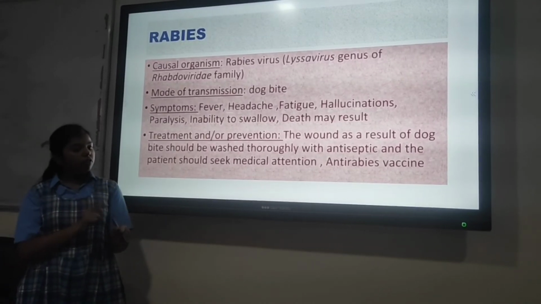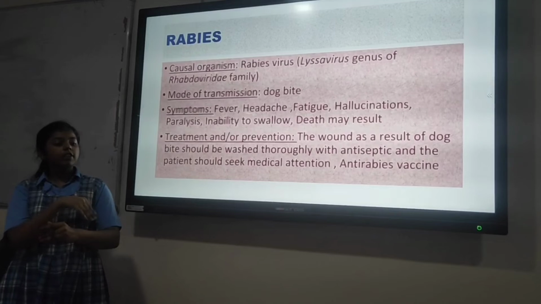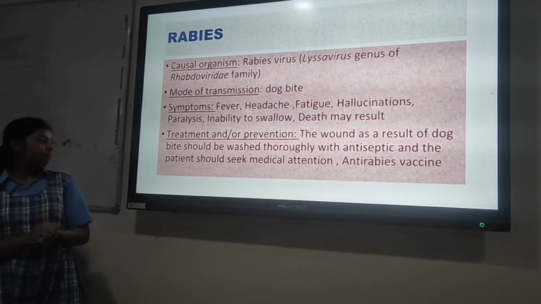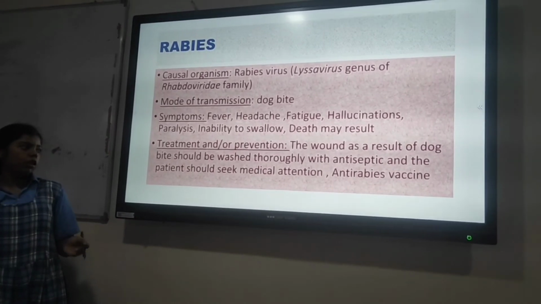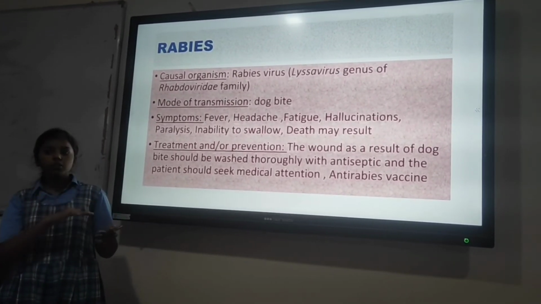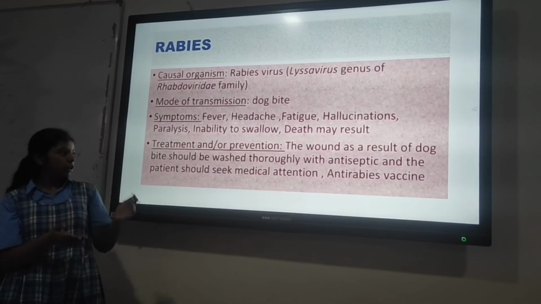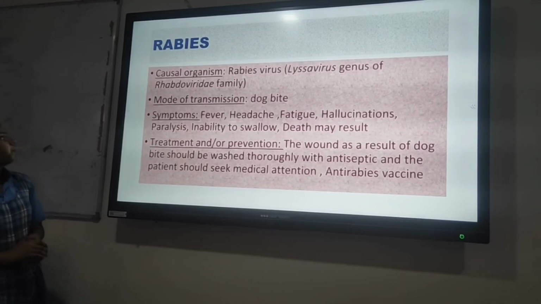So, when you have a wound from a dog bite, you have to make sure that you wash the entire infected area with antiseptic. And immediately, the patient should seek medical attention. Also, there is an anti-rabies vaccine for dogs as well as humans, which can be administered so that you can keep rabies away from you.